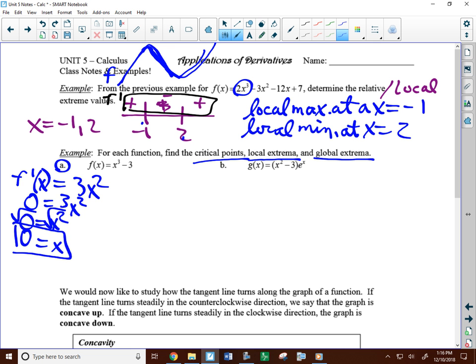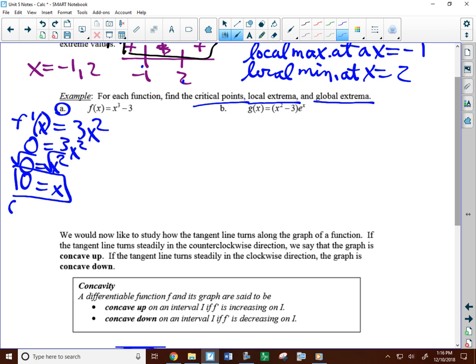But that's the critical point. Maybe I should label it: it's the x coordinate of my critical point. Now what I'm going to do is test for local extrema using the first derivative test. Well, here, you know what? Since it's x cubed, can't I already say there are no global extreme values? It goes on forever in both directions.